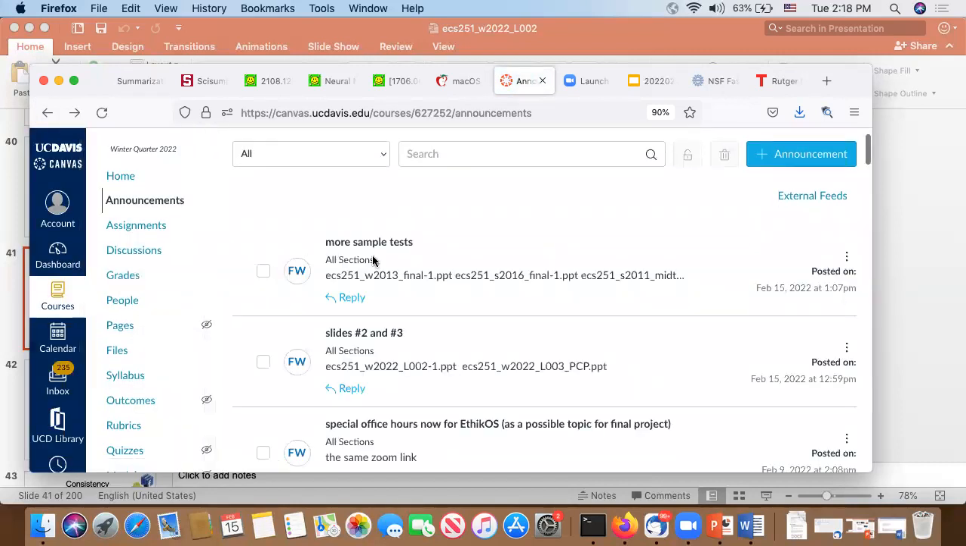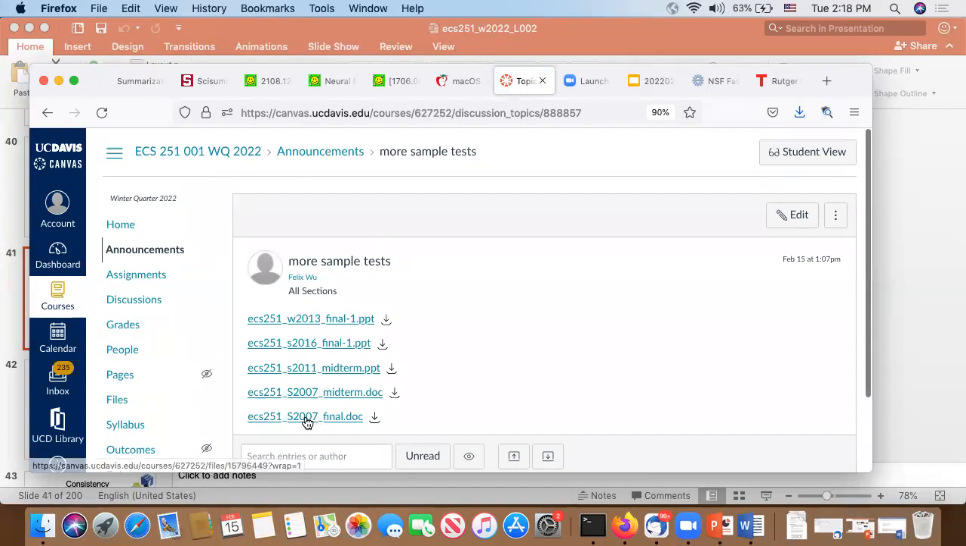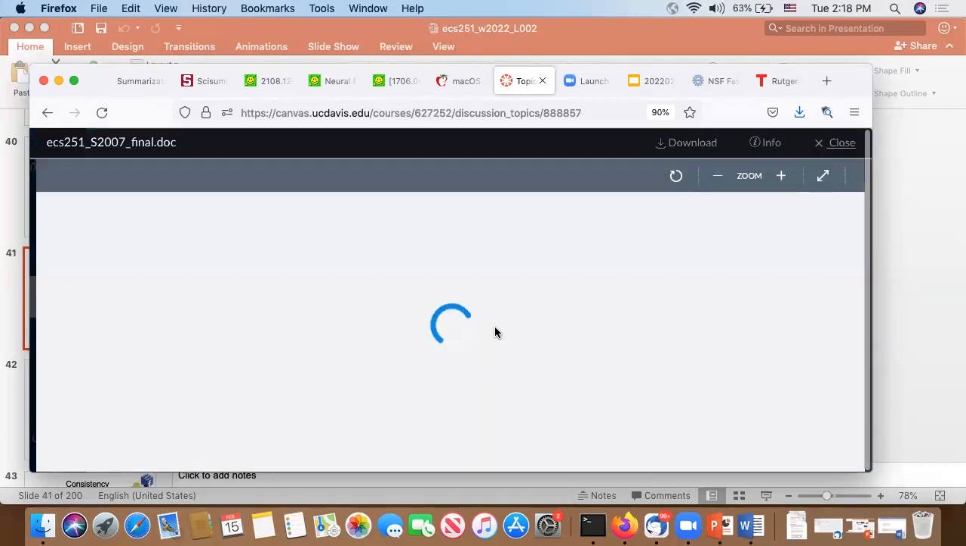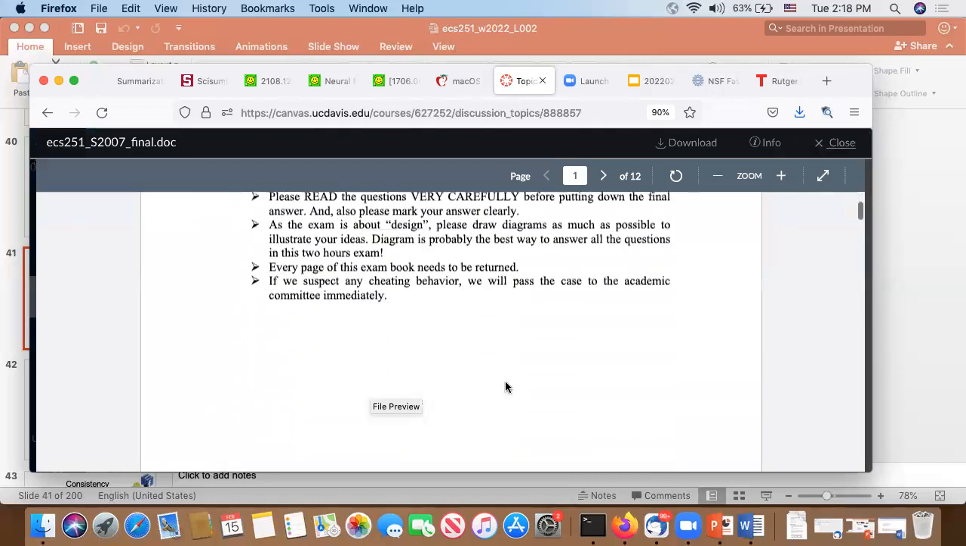So let me actually pick it up. Why doesn't this one work? Let me go for the next one and then I'll come back. Go to the final exam for spring 2007.